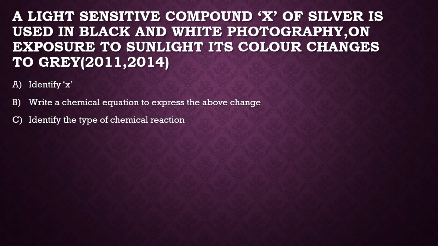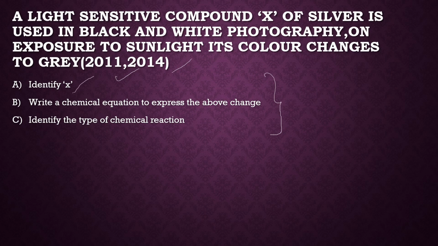A light-sensitive compound X of silver is used in black and white photography. On exposure to sunlight, its color changes to gray. This question has been asked twice, once in the year 2014 and the other in the year 2011. Here we have to satisfy 3 important subdivisions. One is we have to identify the compound.